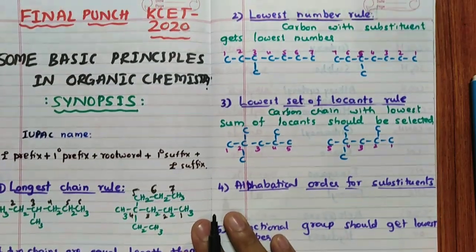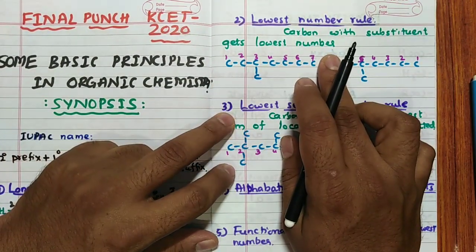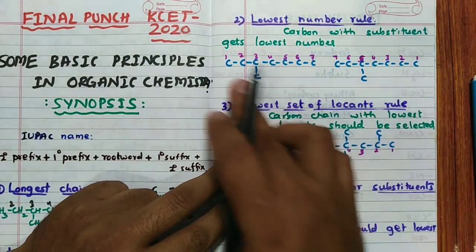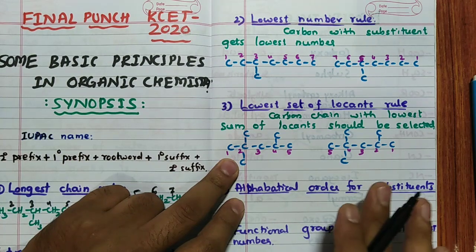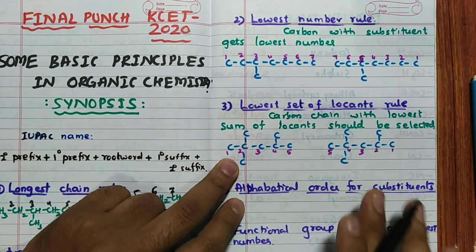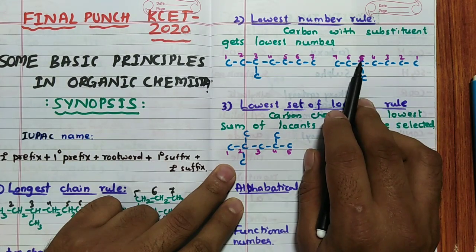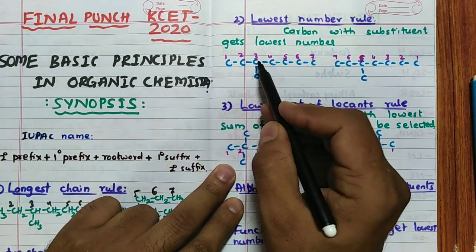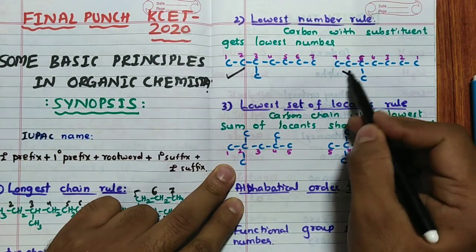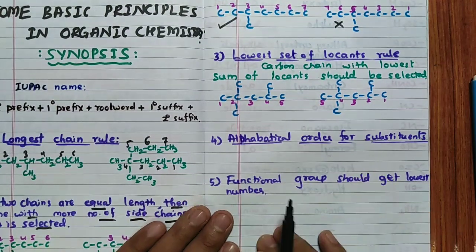Then the lowest number rule. The carbon with the substituent gets the lowest number. So two carbon chains I have to consider. See here, 1 to 7, 1 to 7. Which one is correct? The carbon with the substituent should get the lowest number. From this I have to number: fifth carbon gets the substituent. Here the third carbon gets the substituent. Hence remember, the lowest number, this is correct. This is wrong.